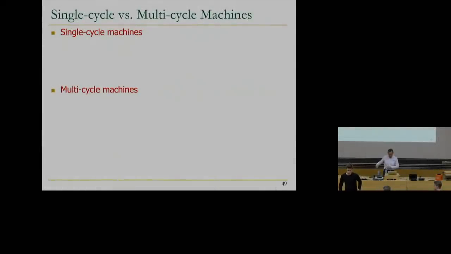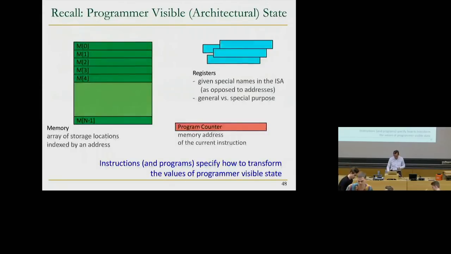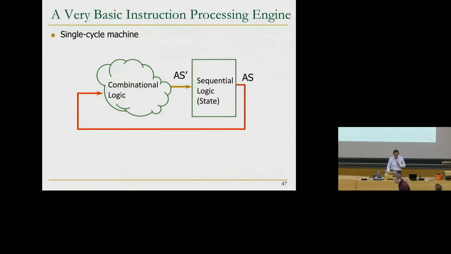Okay, so let's continue where we left off. If you remember, we were talking about a basic instruction processing engine, which looks like this. This is a single cycle machine. Now we're going to build this single cycle machine.